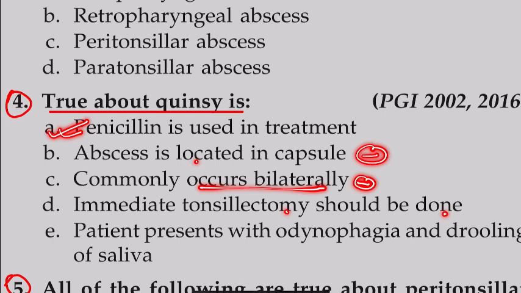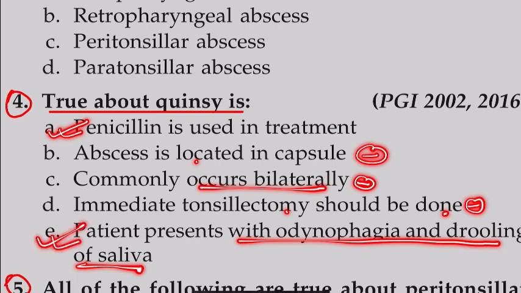Okay, treatment is, no, immediate tonsillectomy is not done, right? Tonsillectomy is not done here. And the patient presents with odynophagia and drooling of saliva. Yes, I've talked about clinical features. The patient has pain in the throat, odynophagia, right? Even swallowing of saliva is difficult, so drooling of saliva will be there. So E and E are the right answer.